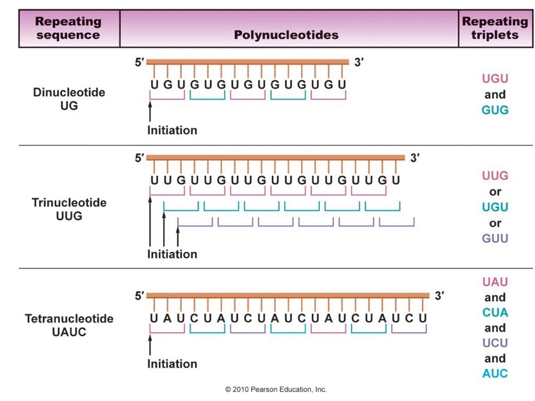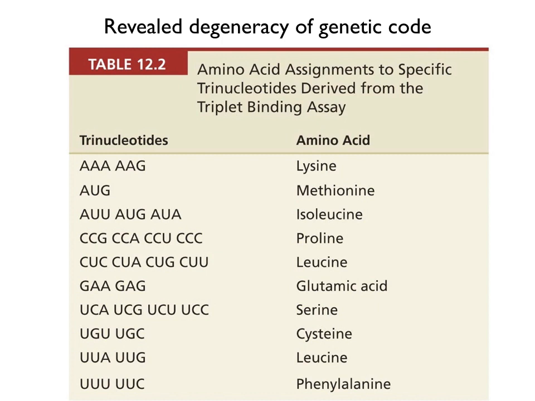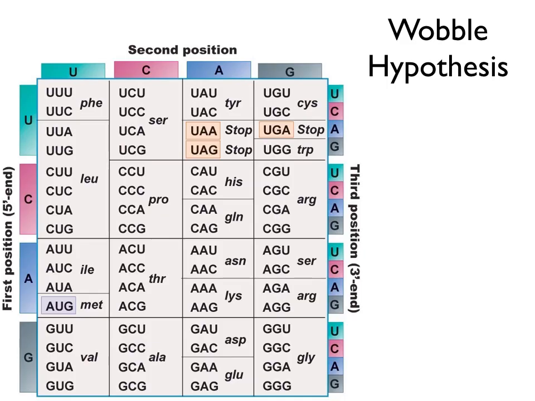And through doing these iterative experiments that you see here, they were able to figure out what UUG coded for, what UGU codes for, and GUG and GUU, and so on and so forth, until we end up with the codon chart that you saw. Okay? Now, the degeneracy of the genetic code was identified because it became clear that multiple codons, like AAA or AAG, both code for lysine. Okay? And this is broadly true of the genetic code, as you see here.